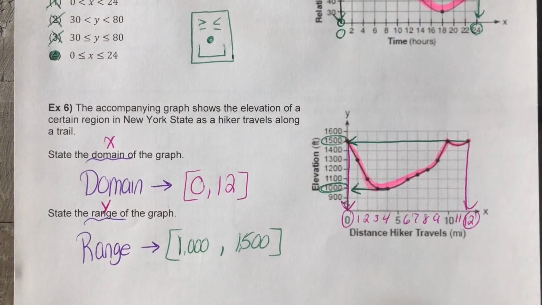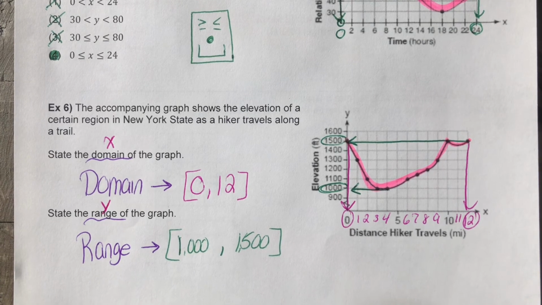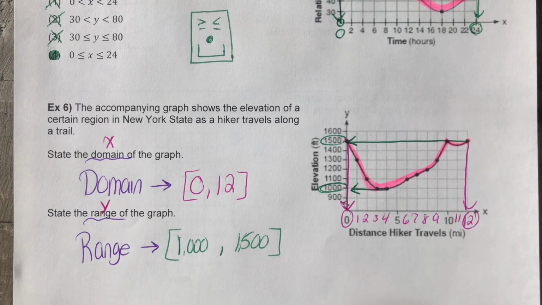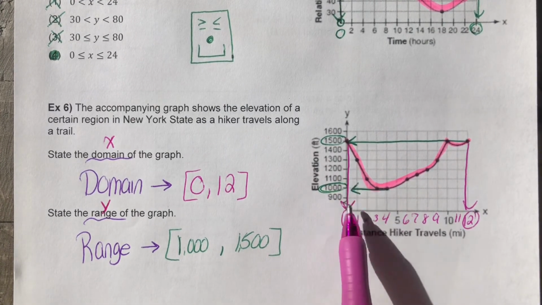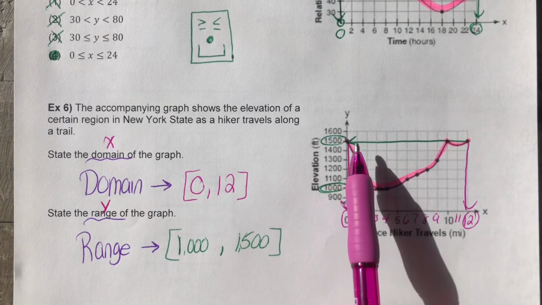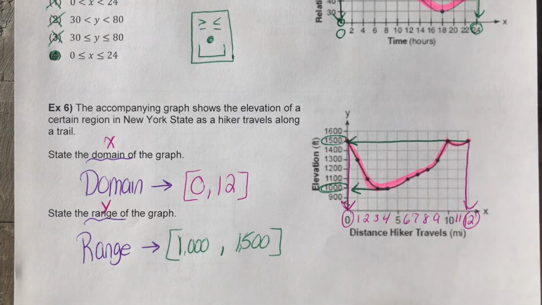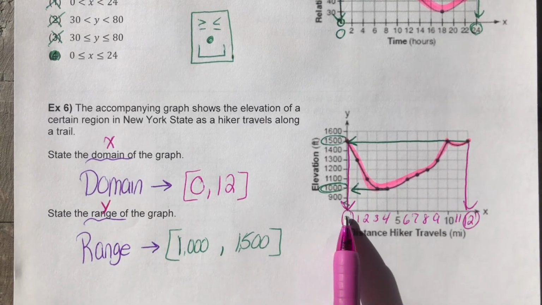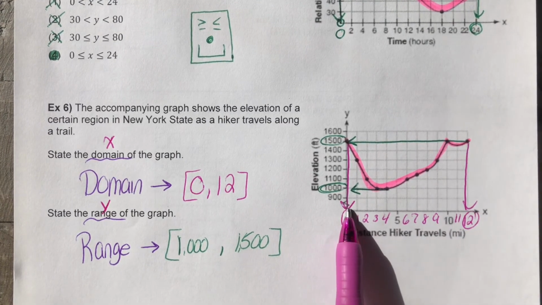All right, boys and girls, so here was the answer to number 6. It says the accompanying graph shows the elevation of a certain region in New York State as a hiker travels along a trail. State the domain, state the range. So again, I know domain is my x values. So as I look here on my graph, my x value all the way to the left is 0. And on my graph, my x value all the way to the right was 12. So I know that x moves from 0 to 12. All right, be careful. You only want to look at these values at the bottom.